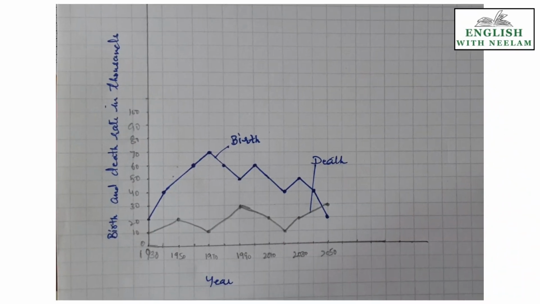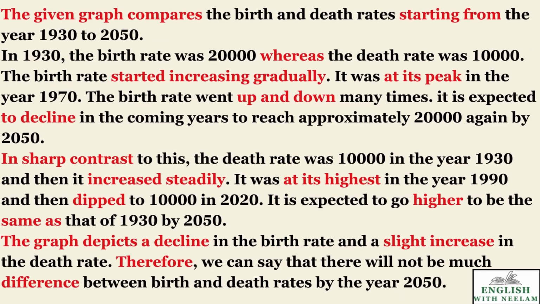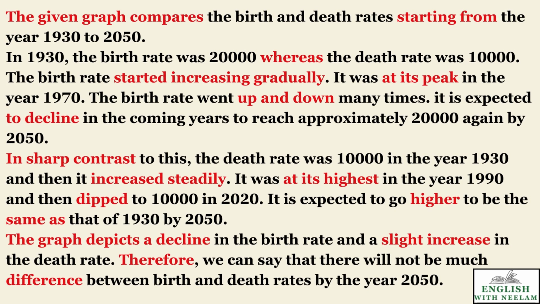Now see children, here is the graph. Let us write a paragraph comparing birth rate and the death rate. As we have to write an analytical paragraph, we have to see the graph very, very carefully. We have to analyze the trends. We have to compare certain things, and then we have to reach a conclusion. Children, here is the answer to that graph. Now, read it very, very carefully. The expressions, the words that I have written in red.